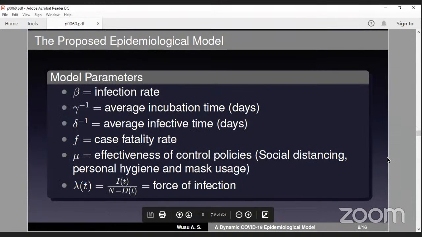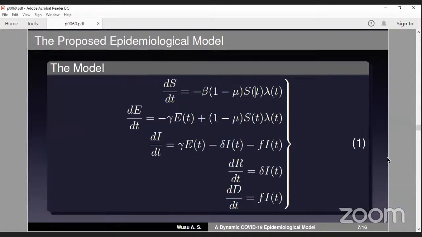So these are the definitions of the parameters that are used in the model. Lambda T is actually the force of infection. And mu is the effectiveness of the control policies: the social distancing, the personal hygiene, and the mask usage. Now, equation 1 is a nonlinear coupled differential equation with 5 state variables. This is obviously very difficult to solve analytically.